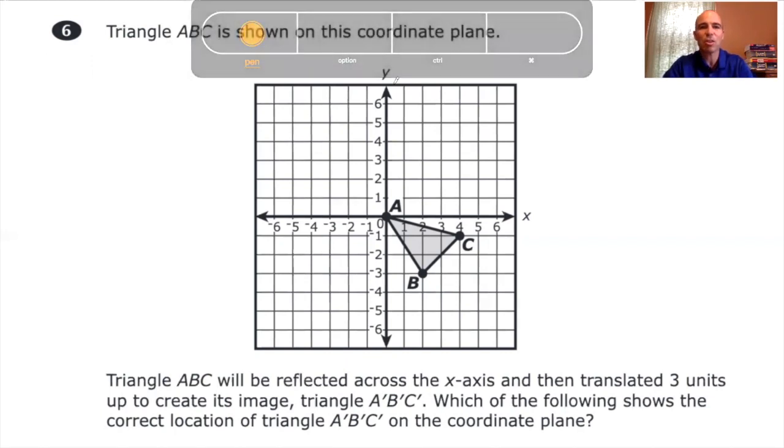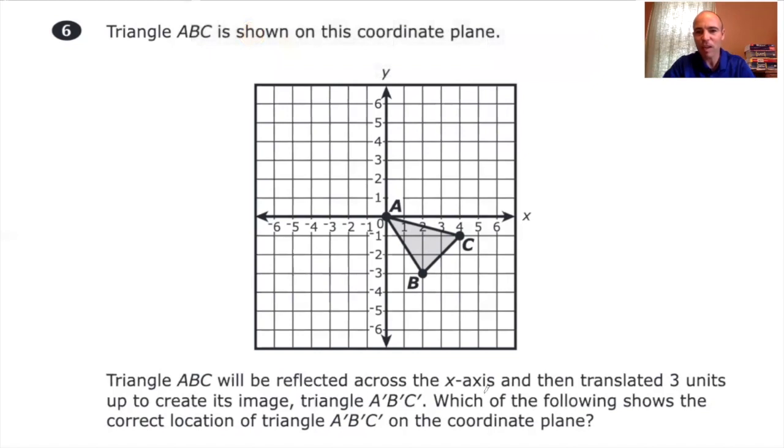Triangle ABC is shown on the coordinate plane. It is reflected, then translated. Okay, so they're asking us to do reflected and then translated. So first of all, it is reflected across the x-axis, very important there, right? So we've got A, looks like C would be here, and then B looks like it was 3 away, it'll be 3 away here, right?